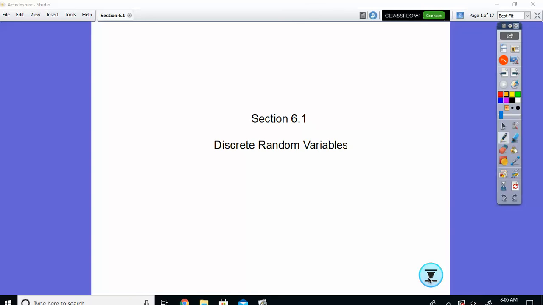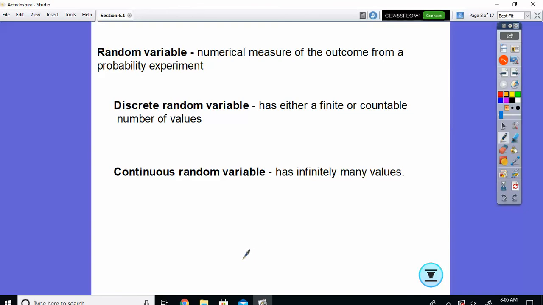So, first thing we're talking about in Chapter 6 is discrete random variables. We have to start obviously with some definitions. If I'm going to talk about something, you need to know what that is. A random variable is a term used for the numerical measure of the outcome from a probability experiment. If it's discrete, then that means it has a countable number of values.